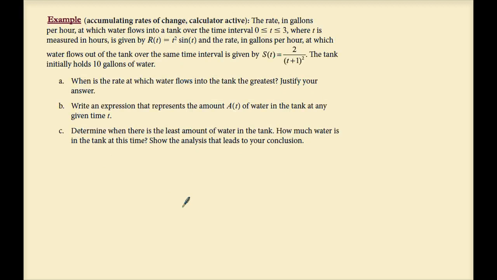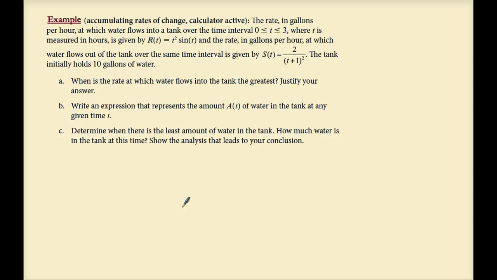Here we have a calculator active example involving rates. The rate in gallons per hour at which water flows into a tank over the time interval 0 less than or equal to t less than or equal to 3, where t is measured in hours, is given by r of t equals t squared sine t. And the rate in gallons per hour at which water flows out of the tank over the same time interval is given by S of t equals 2 over t plus 1 quantity squared. The tank initially holds 10 gallons of water.